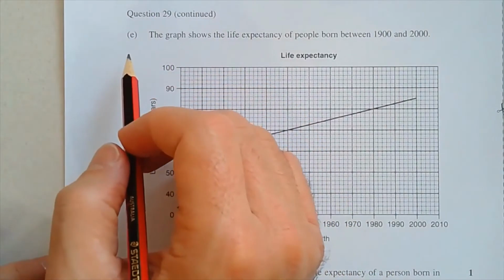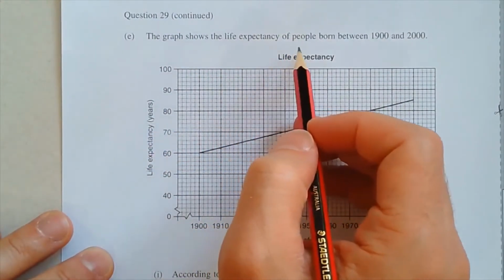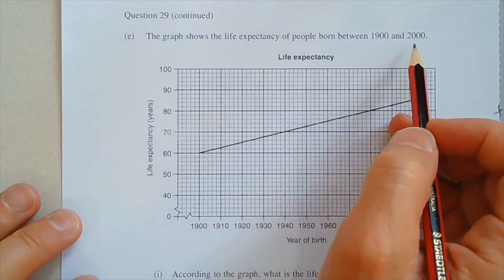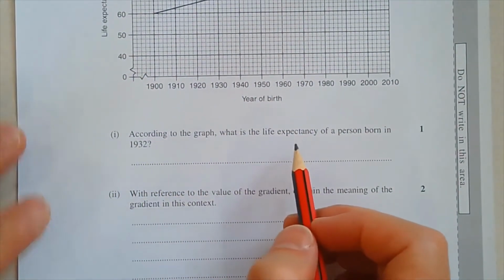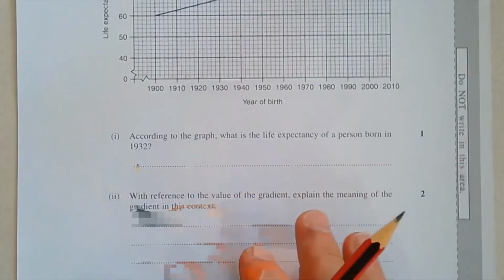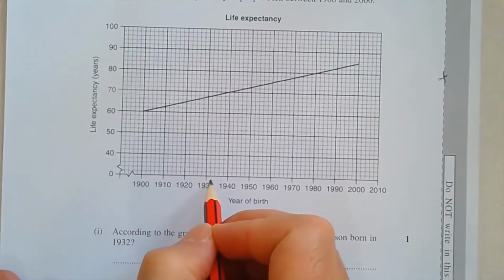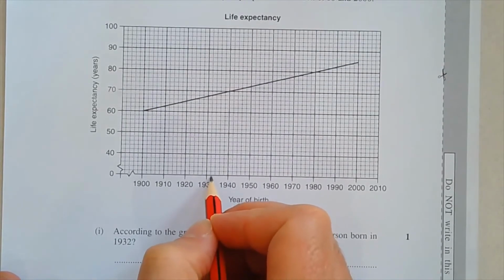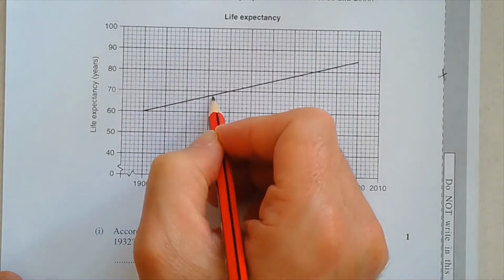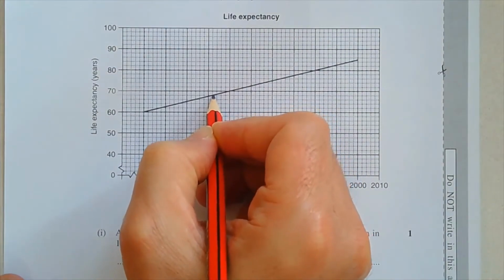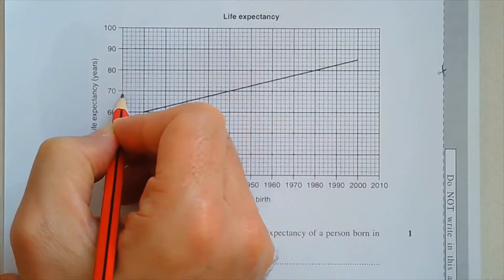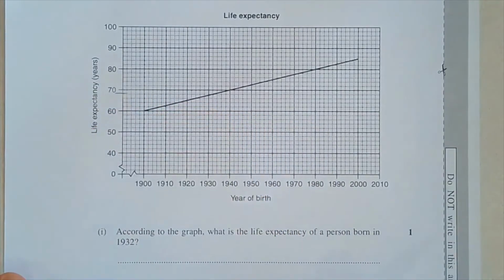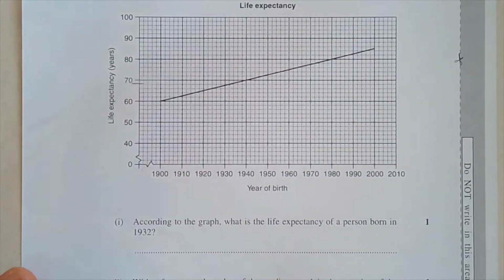Question 29e. The graph shows the life expectancy of people born between 1900 and 2000. Part 1. According to the graph, what is the life expectancy of a person born in 1932? So let's find 1932 on the x-axis, which is just there. Project upwards, we strike the line just there, and then project to the left until we strike the y-axis. So that's where we end up, and that's 68 years. So we have a 68-year life expectancy.